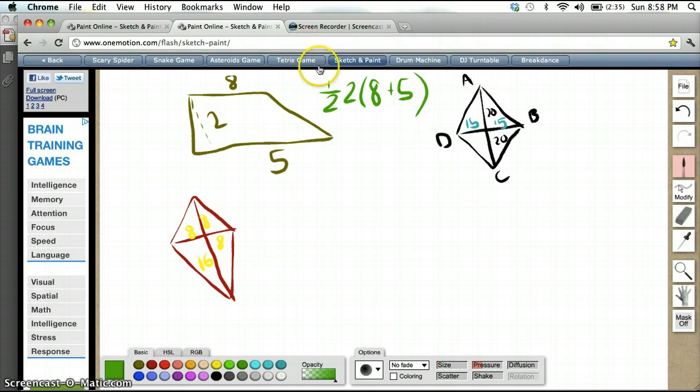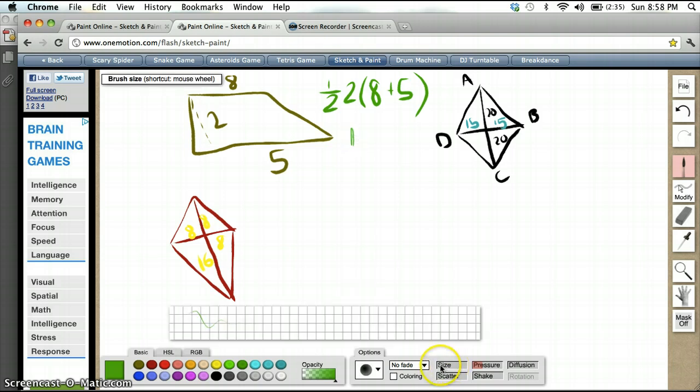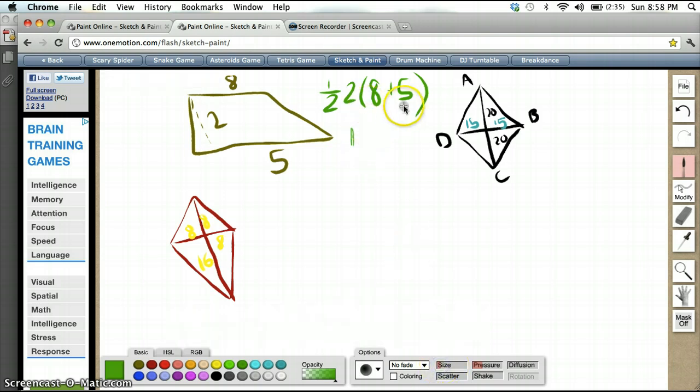The first thing you're going to do is take half of your height. So 2 divided by 2 is 1. So 1 times 8 plus 5. And 8 plus 5 is 13. So 1 times 13 is just 13. So the area of your trapezoid is 13.